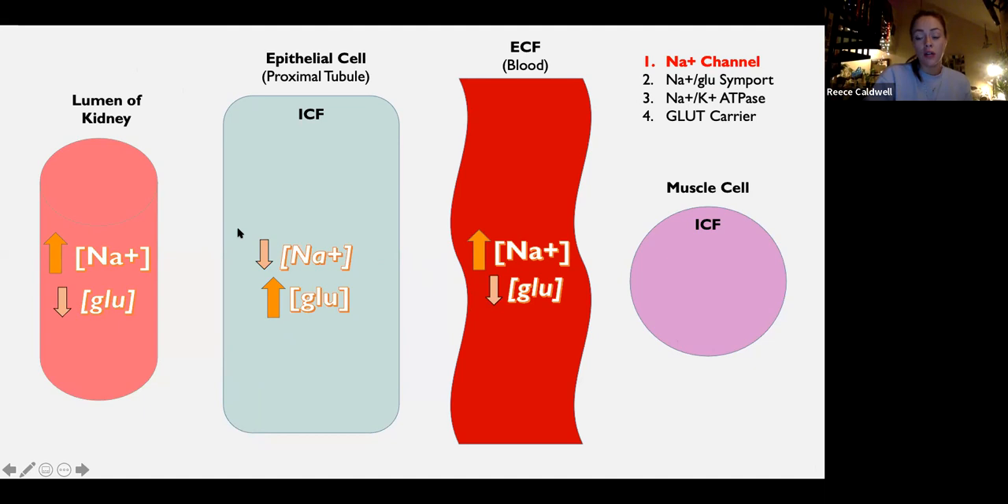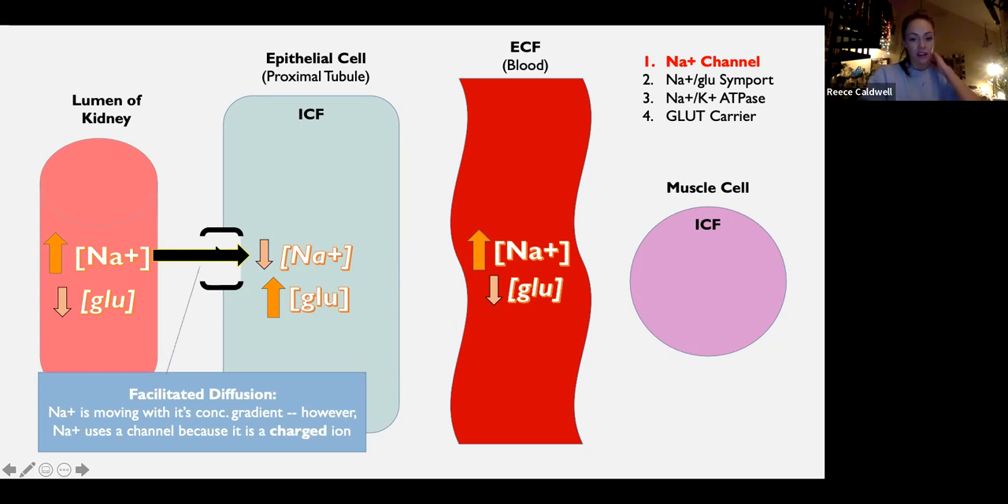So a sodium channel, again, is a form of facilitated diffusion. So what we see is that we are moving with our concentration gradient from area of high to low concentration. However, we need that channel because sodium is a charged ion. So charged ions need some type of channel to move through the cell membrane, even though we're going from high to low using passive transport. So that's our sodium channel. Again, it is a form of facilitated diffusion, but because it's charged, we need that channel.